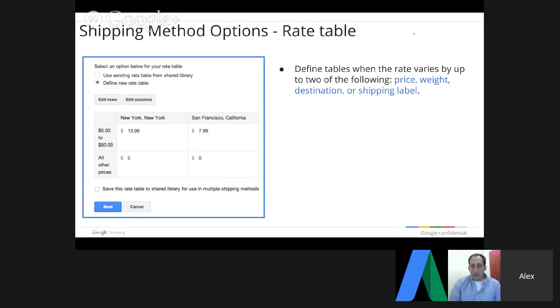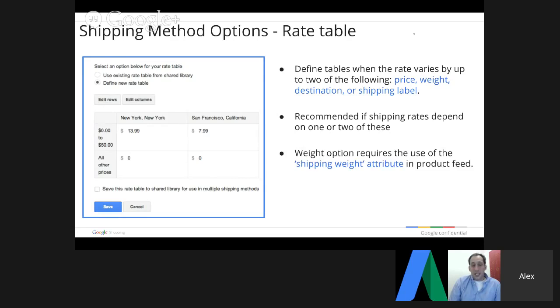So you can define your tables by 2 of the following: price, weight, destination, or shipping label. And I'll go into shipping label a bit more later in this hangout. We recommend this one if your shipping rates are dependent on 2 of these variables. This is probably the easiest way for you to set up your shipping rates. One thing to keep in mind is that if you're using the weight option for this table, you actually have to provide shipping weight in your data feed so we know how much the product weighs so that we can accurately group the product into the right bucket.